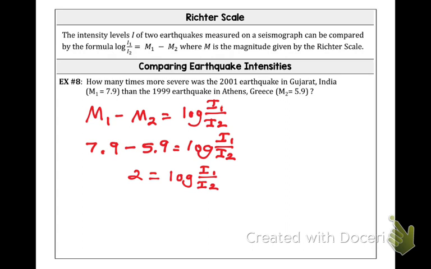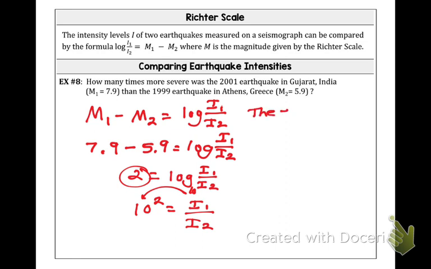So now let's convert our logarithmic into exponential. The base of that log is 10. So 10 to the second, take your base here, base there, the second goes there, is going to be equal to the ratio of your intensities. So my ratio of my intensities would be 100. So it's 100 times greater.